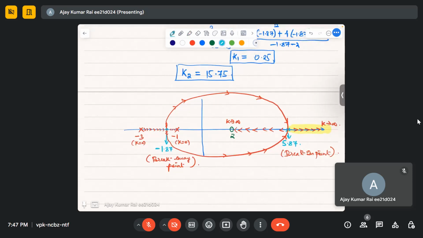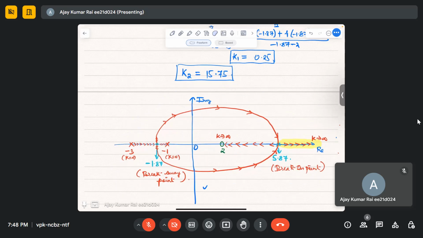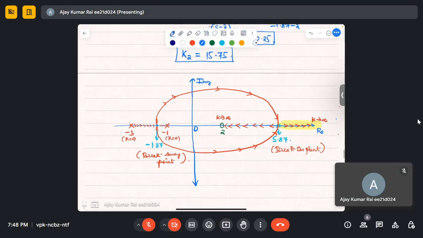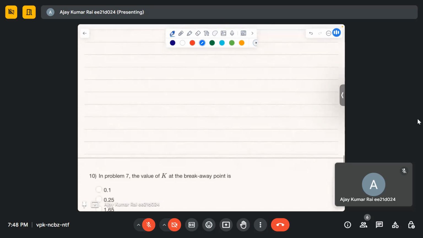Okay, so any doubt in this question? I have drawn the entire question, so it was not asked. Okay, so this is the root locus. Okay, let's do the next question.